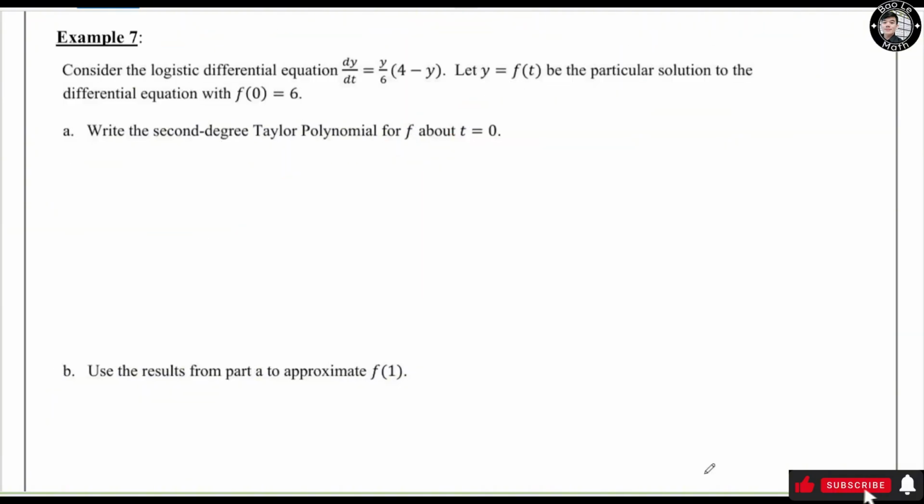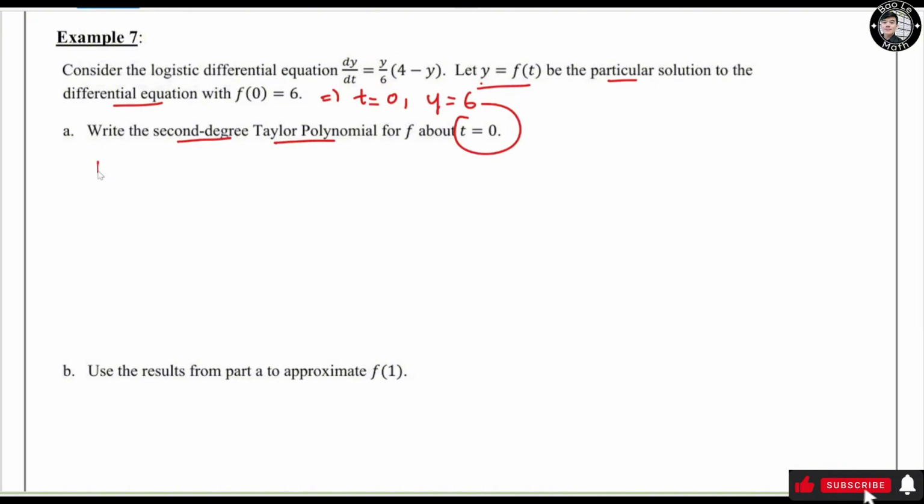s cubed. Now let's move on to example number 7. Consider the logistic differential equation dy over dt equals y over 6 times 4 minus y. Let y equals f of t be the particular solution to the differential equation with f of 0 equals 6, which means t equals 0, y equals 6. Question A: write the second degree Taylor polynomial for f about t equals 0. So this guy is actually a Maclaurin polynomial.